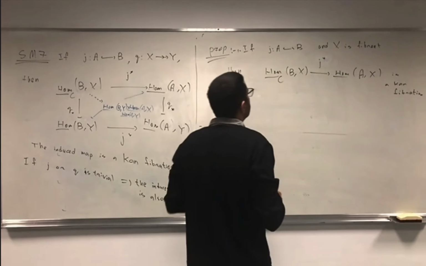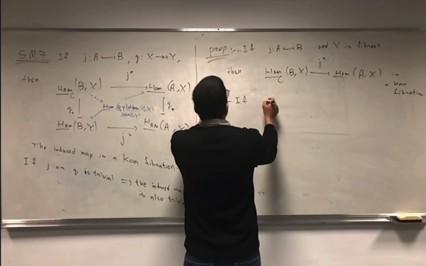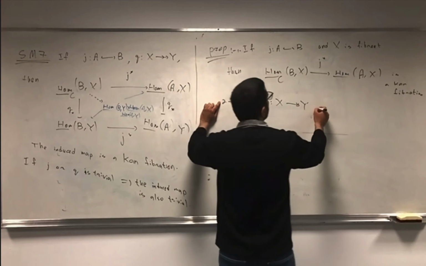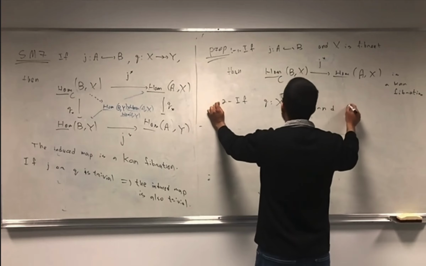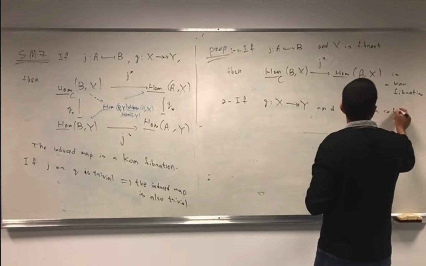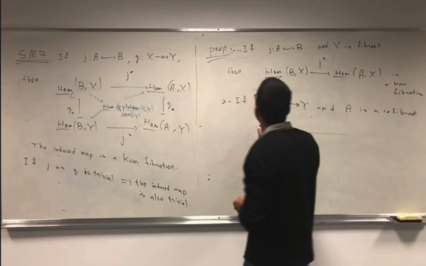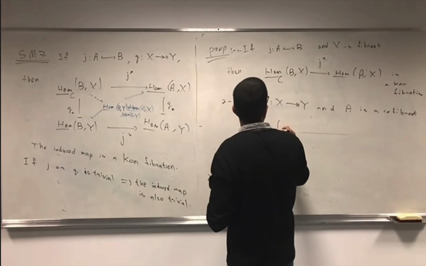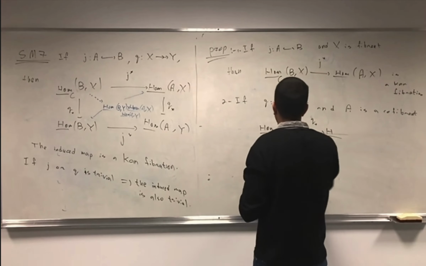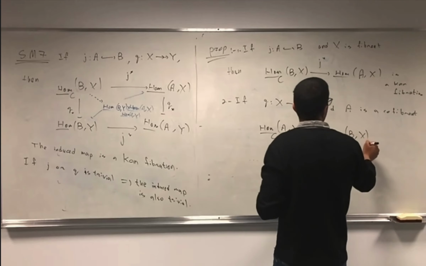But how can we get this actually? Let me maybe do the dual of this. If we have q, this fibration, and A is cofibrant, or B, I mean, it's not a problem with this A or B. Okay, Hom. Then the induced map q will be, again, a Kan fibration.